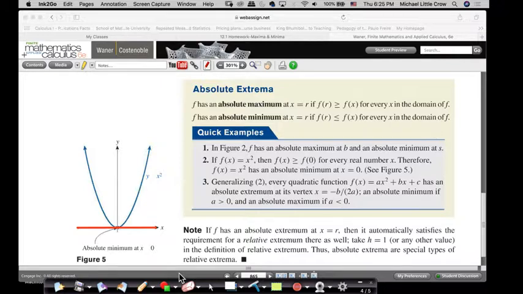So we find those places where it could possibly happen, and we check whether they're a minimum or maximum. And again, one of the best ways to do it is to go ahead and just graph the original function too, because you'll see whether it's a minimum or maximum from the graph.